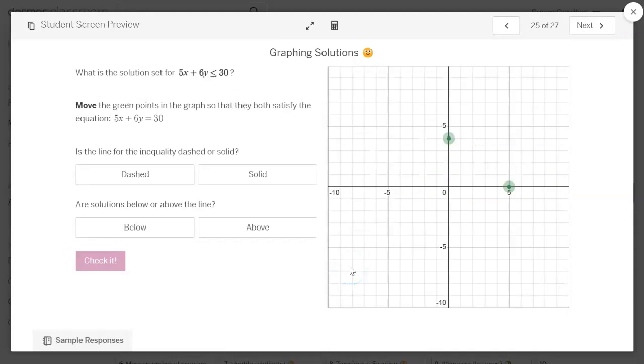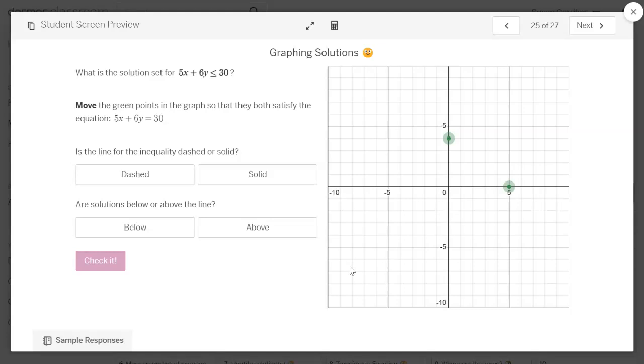Right here we have an inequality and we're told to move the green points so that the graph of the line that connects those green points will satisfy the equation 5x plus 6y equals 30. So they'll just graph a line by plotting 2 points. And then they decide, do you want the line to be dashed or solid? And it will draw the line to connect the points.